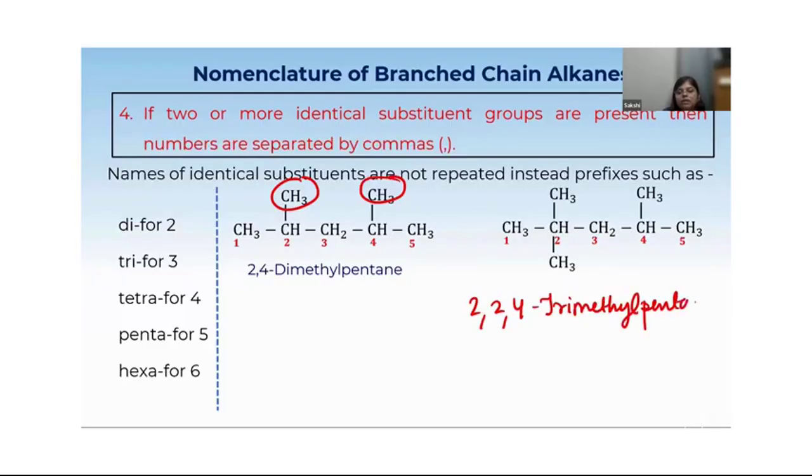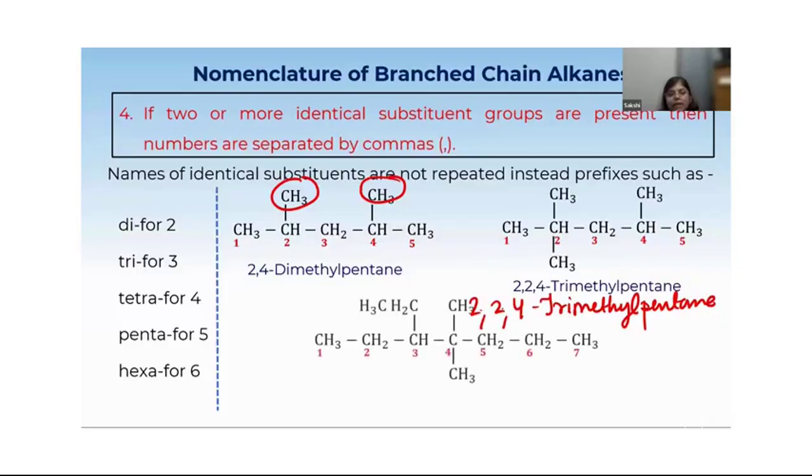Okay, because there are 3 methyl groups. And what are their positions? On the second carbon atom, there are 2, like 2, 2 and 4, right? Okay, 2, 2, 4 trimethyl pentane.